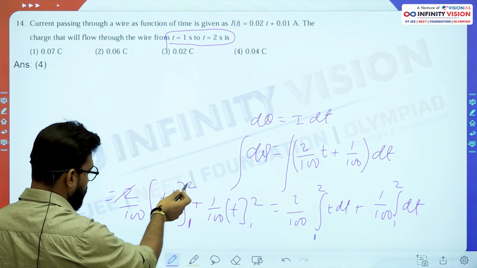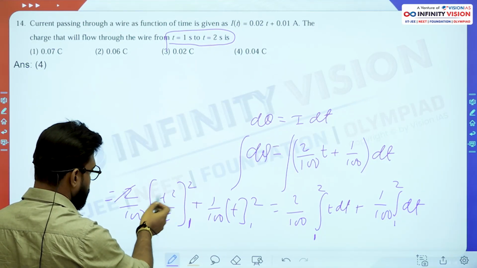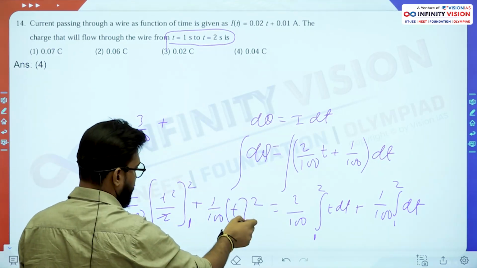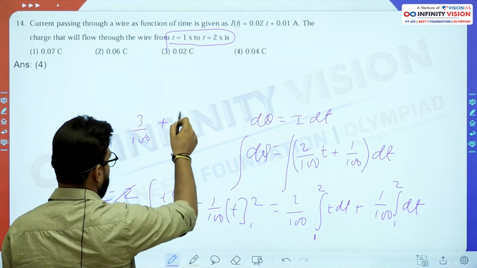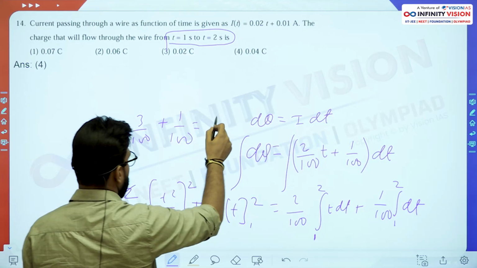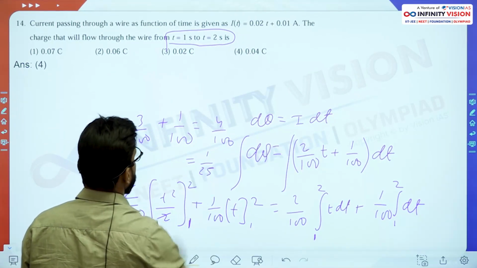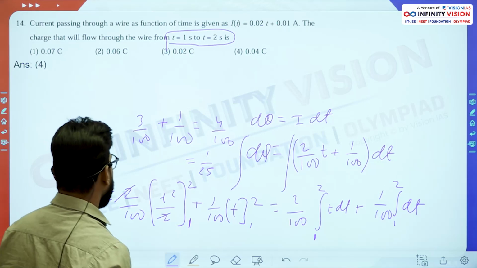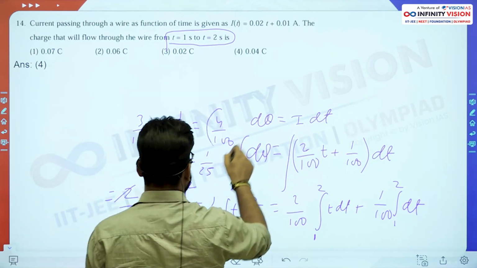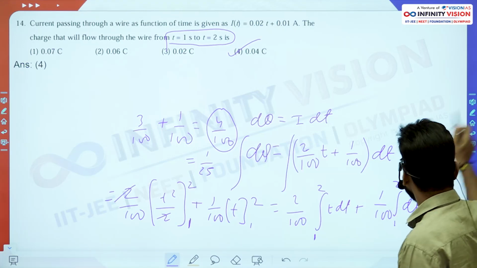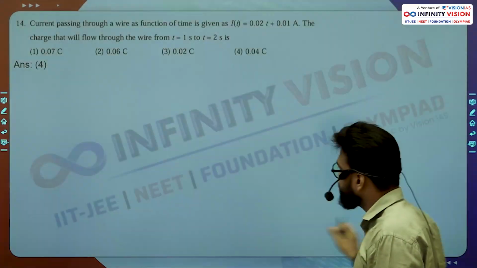So this is 2 to the 4 minus 1, which is 3. So 3 by 100 plus this would be 2 minus 1. So this is 1 by 100. So eventually you'll get 4 by 100, which is nothing but 1 by 25. So 1 by 25 or 4 by 100 is nothing but 0.04 coulomb. So the fourth option is the correct option that you must get.